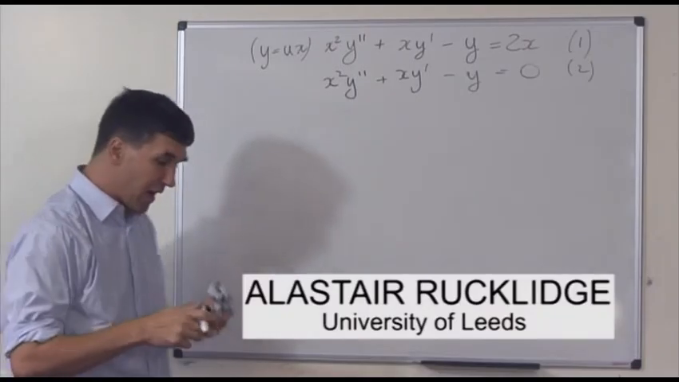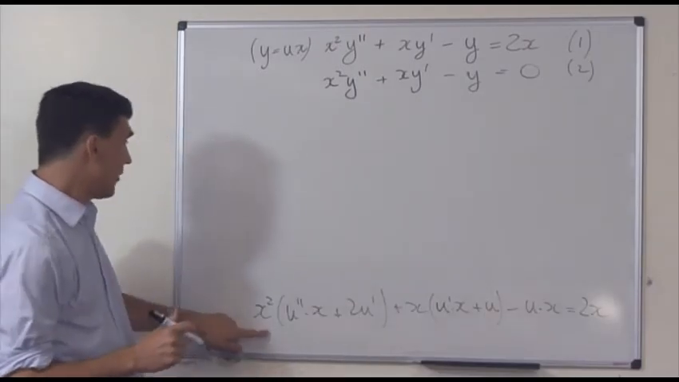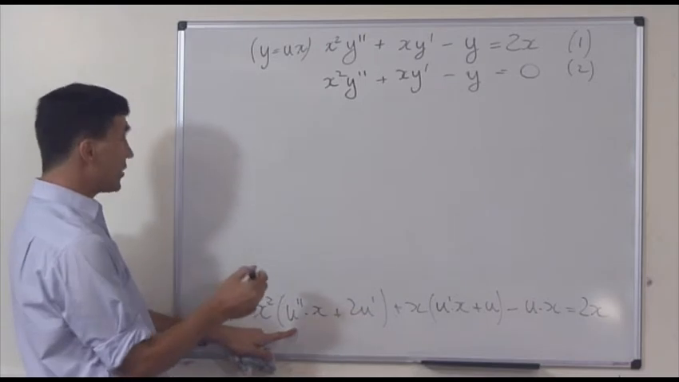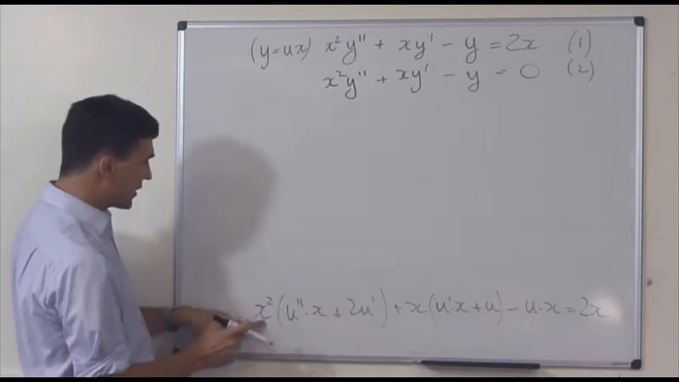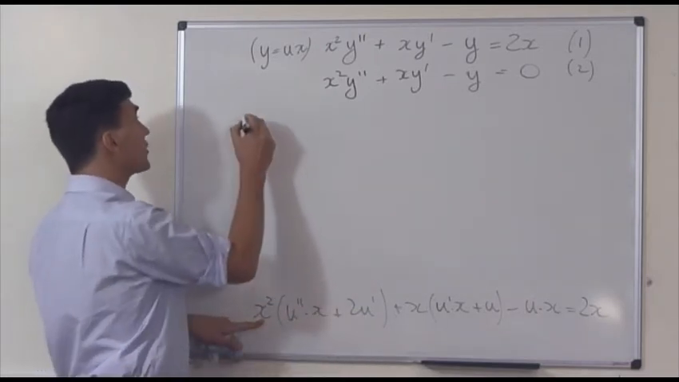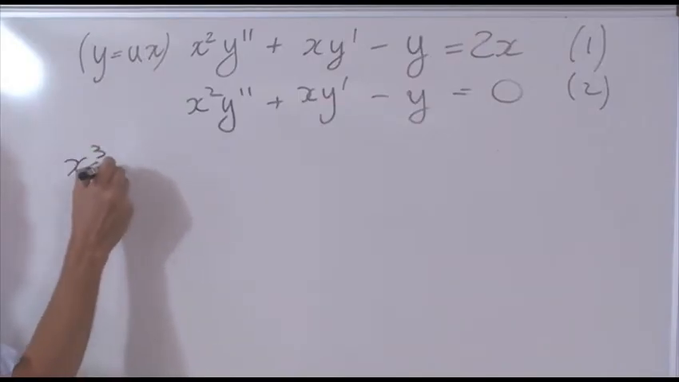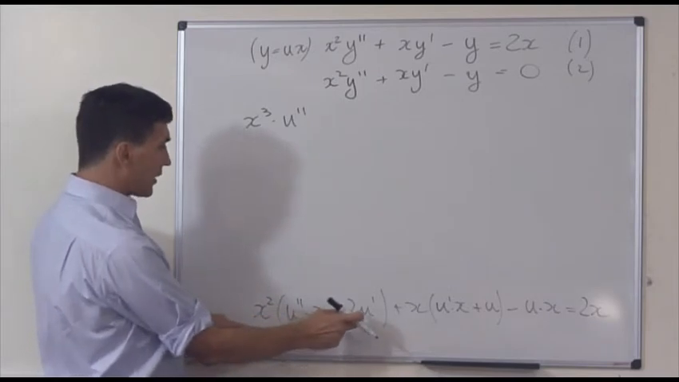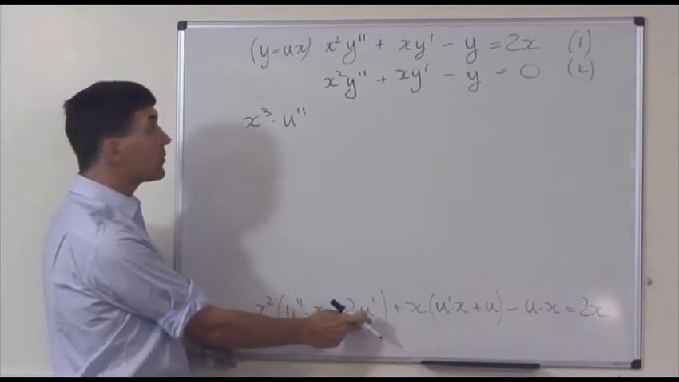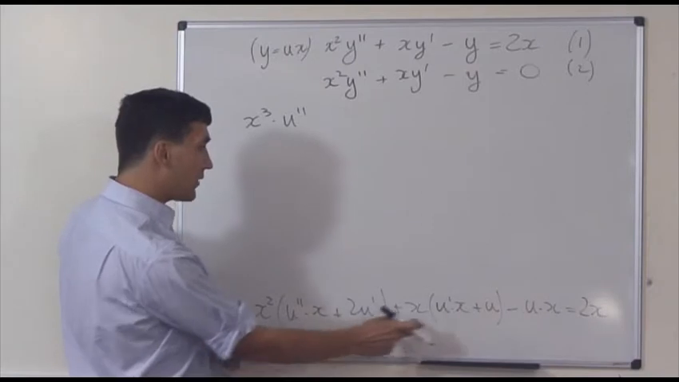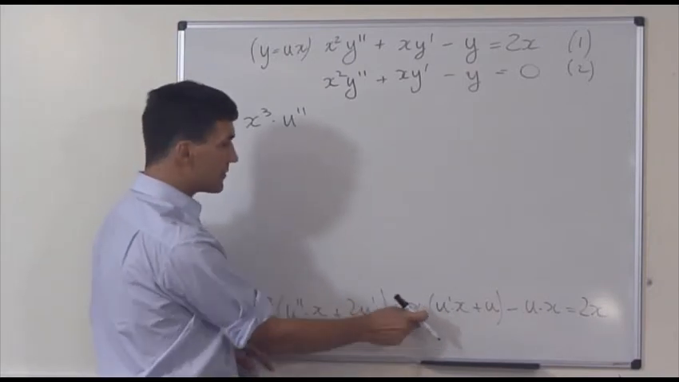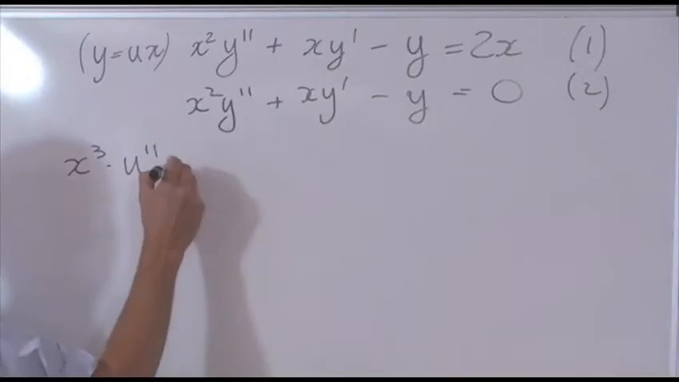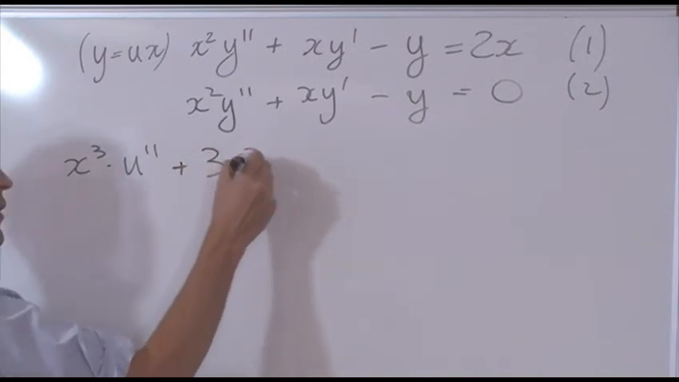Okay, so let's simplify this. We've got u double prime times x squared and there's an x, so that makes x cubed. So we've got x cubed times u double prime. Then we've got a 2u prime times x squared. But we have another u prime times x, so it makes a total of 3x squared u prime.